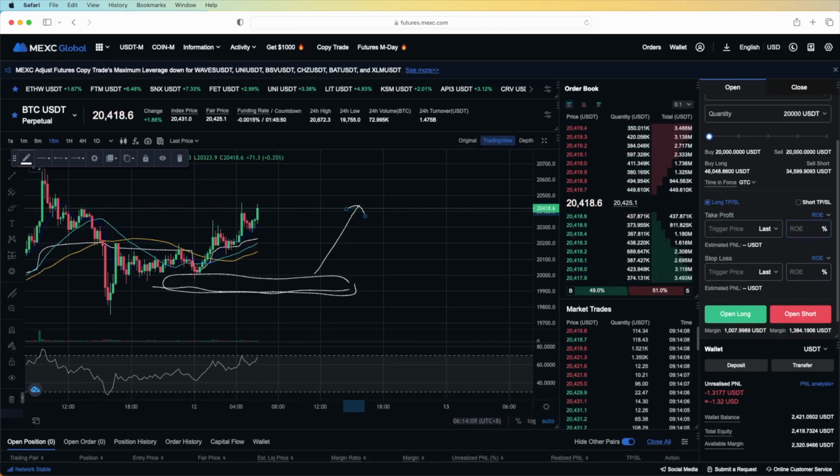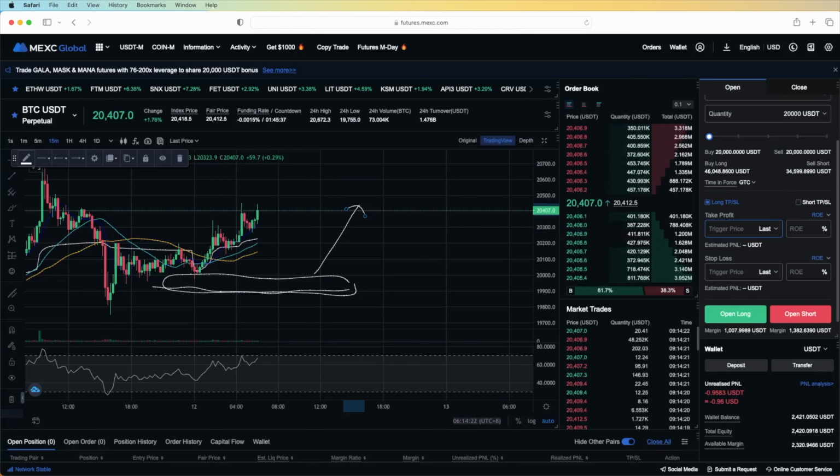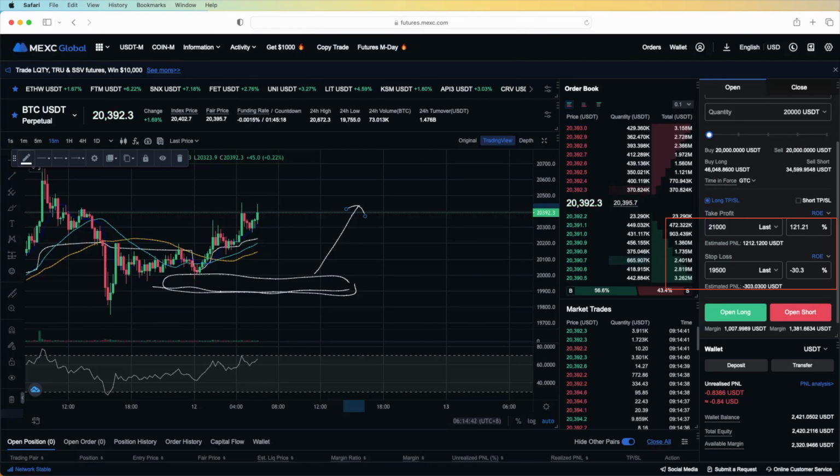For example, if they take profit on here, the trigger price is gonna be, for example, 21,000. Take profit on here, and a stop loss is gonna be 1950. You can change it to ROE or to the profit and P&L too, and it's really simple and easy. Just open the long and the short for both of them.